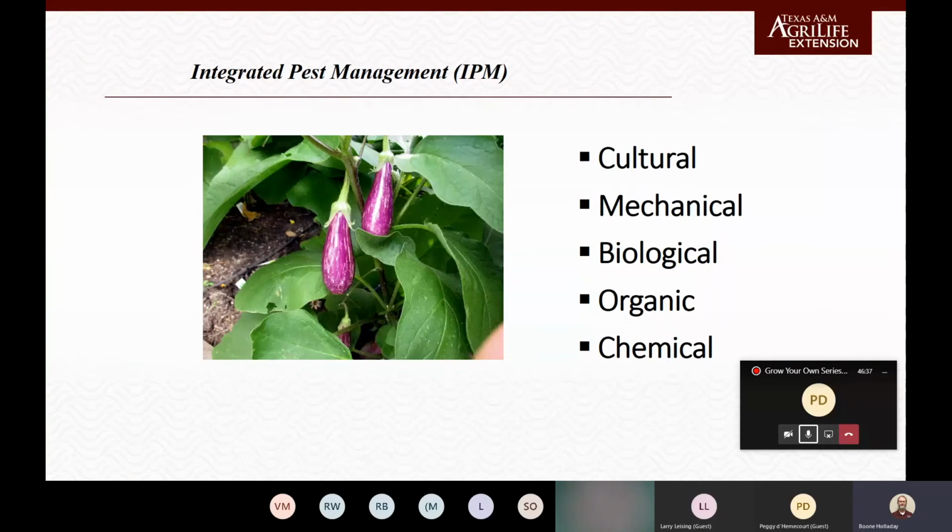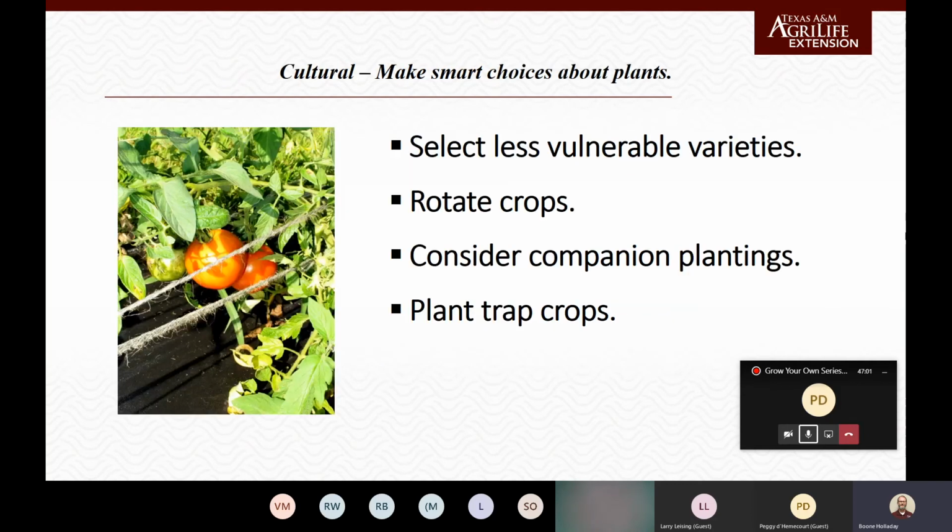Okay, so to go through these different strategies for control, we're going to talk about some of these individually. Cultural, mechanical, biological, organic, and then chemical, as I mentioned, as our last resort. We're going to go through these individually real quick. Cultural is selecting good quality plants and varieties that are suitable for our area.